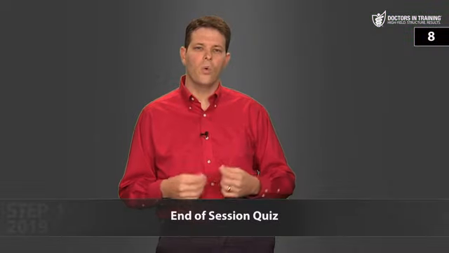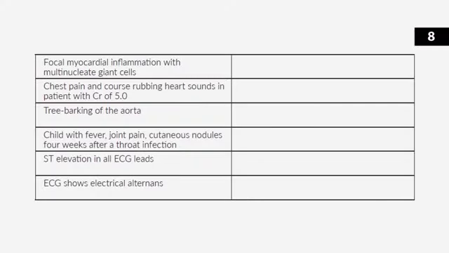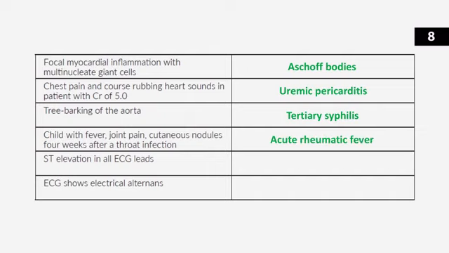And the last question, what heart pathology fits each of the following statements? So focal nodules of myocardial inflammation with multinucleate giant cells, those are the Aschoff bodies, which we saw in rheumatic heart disease. Chest pain and coarse rubbing heart sounds in a patient with a creatinine of 5 would be uremic pericarditis. Tree barking of the aorta is caused by tertiary syphilis. A child with fever, joint pain, cutaneous nodules 4 weeks after a throat infection is classic for acute rheumatic fever.